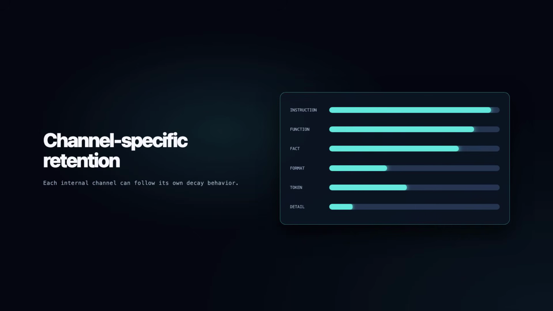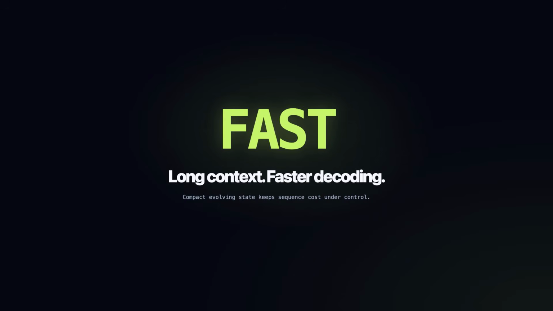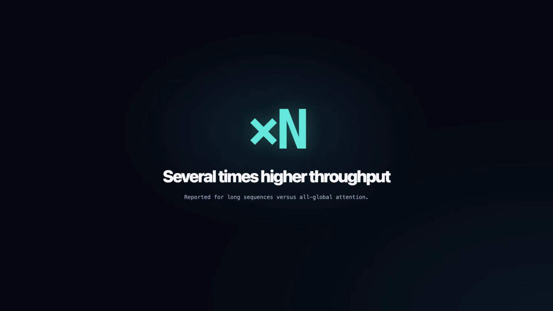Kimi Delta Attention gives the model more precise control over how information is retained and forgotten across different internal channels. Some channels can update quickly, others can remain stable for longer. That creates a more flexible memory system than applying the same forgetting rule to everything. Because the model relies heavily on this compact evolving state, decoding can remain much faster in very long contexts. Moonshot reports several times higher decoding throughput in long sequences compared with relying entirely on conventional attention.